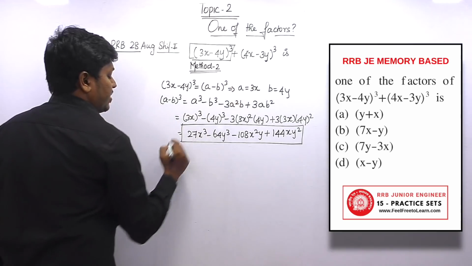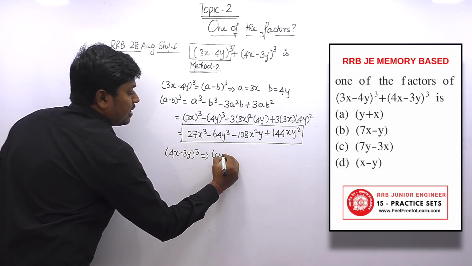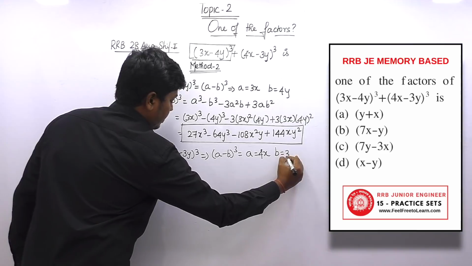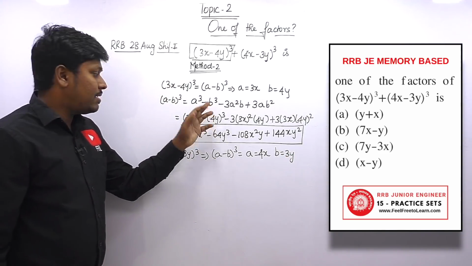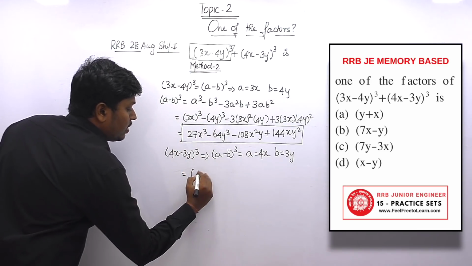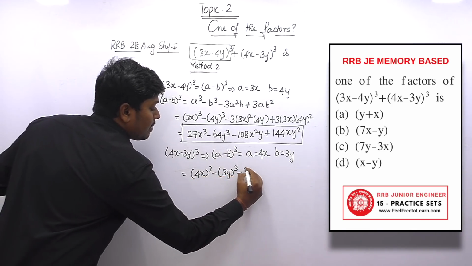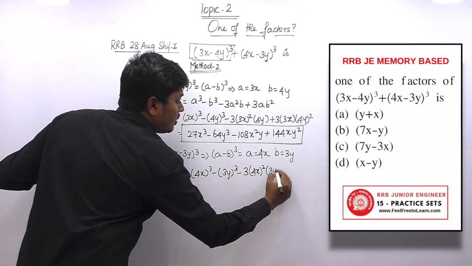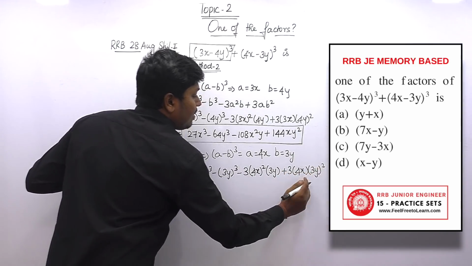Let me move on to the second expression, which is (4x minus 3y) the whole cube. So similarly, let me consider it as (a minus b) the whole cube. So the value of a will be 4x and the value of b will be 3y. So similarly, we need to substitute the value of a and the value of b in this formula, and we need to find the answer for the second expression. So a cube will be (4x) cube, minus b cube will be (3y) cube. So minus 3a square b. So a square b will be (4x) square 3y. So plus 3 into 4x into (3y) square, that is a b square.